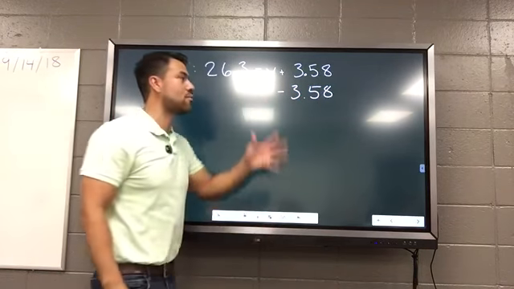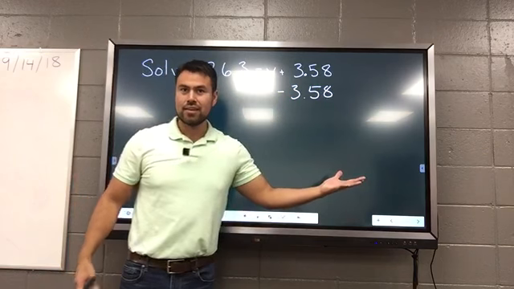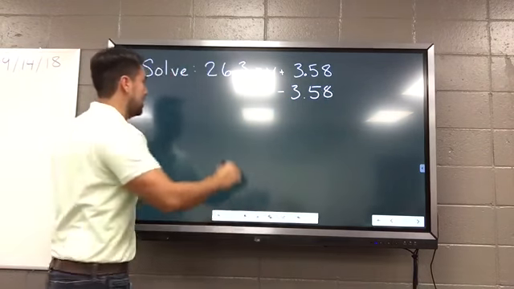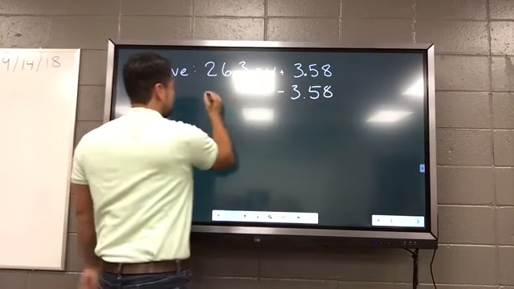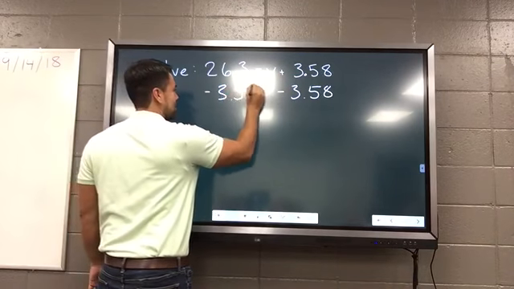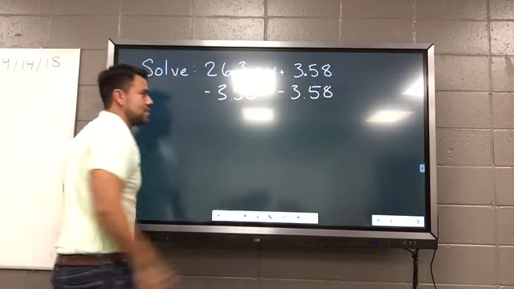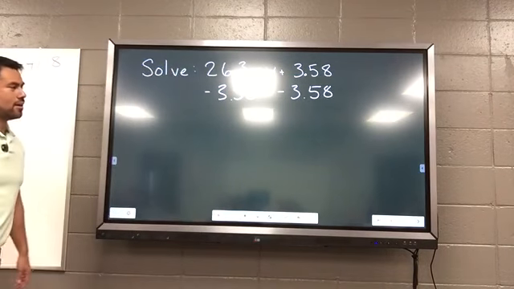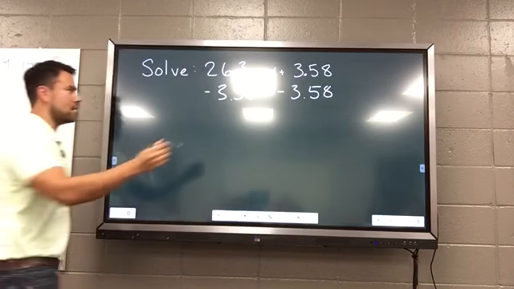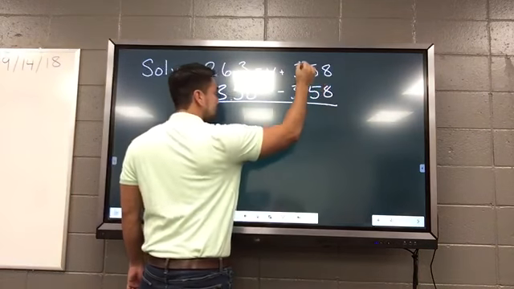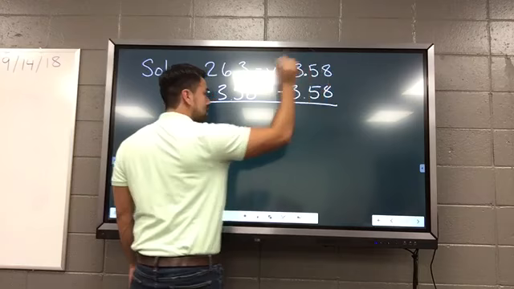If I subtract from the left side, I have to subtract from the right. And from both sides we'll be safe. All right. What is on the right side? What is 3.58 minus 3.58?